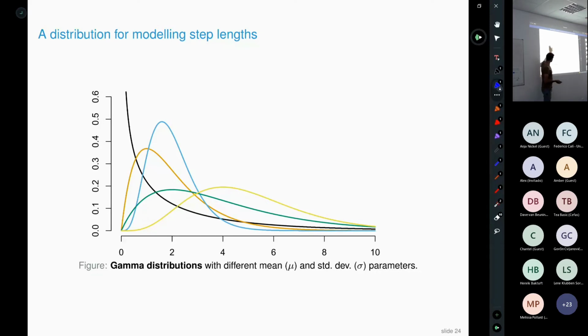It can even have a strictly monotonically decreasing density function, the black one, but very often for movement data we would see shapes like the orange, the blue, or the yellow. Usually it is right skewed. It's always right skewed, so it's not symmetric.